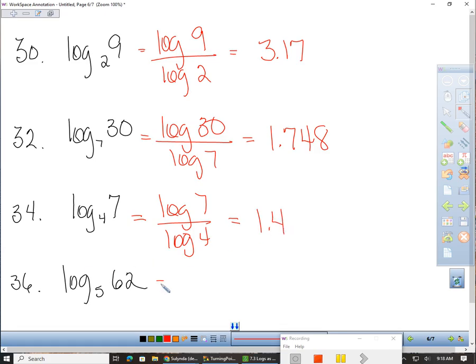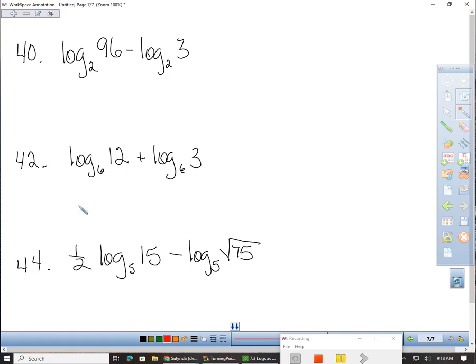Number 36 is log 62 divided by log 5. And this final answer is 2.564. So these 4 problems are all calculator work. Now the next 3 problems you are doing using your properties.